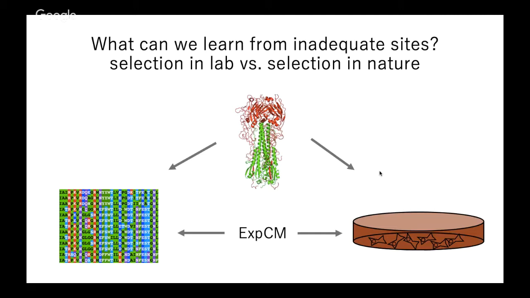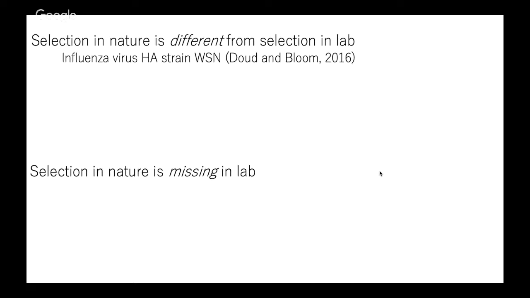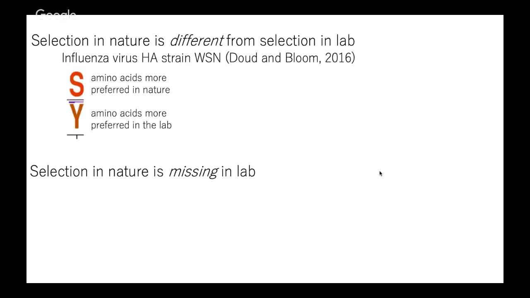And so when I've been thinking about potential results and where these differences or inadequate sites might be, I've been binning them into two main categories. I imagine you could pick up sites where selection in nature is different from selection in the lab. And you could also pick up sites where there's some selective pressure in nature that you're simply missing in lab. And so to explain how, in my mind, these are different, here's an example from the H1 data from the Bloom lab. And what Mike and Jesse found, by just looking at their preferences from the lab and the frequencies in nature, is one site where nature has a very high preference for serine, and the lab had a high preference for tyrosine.